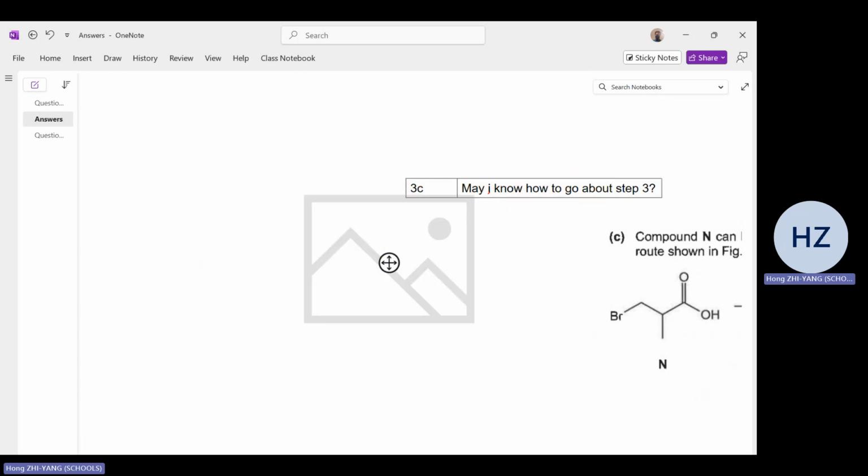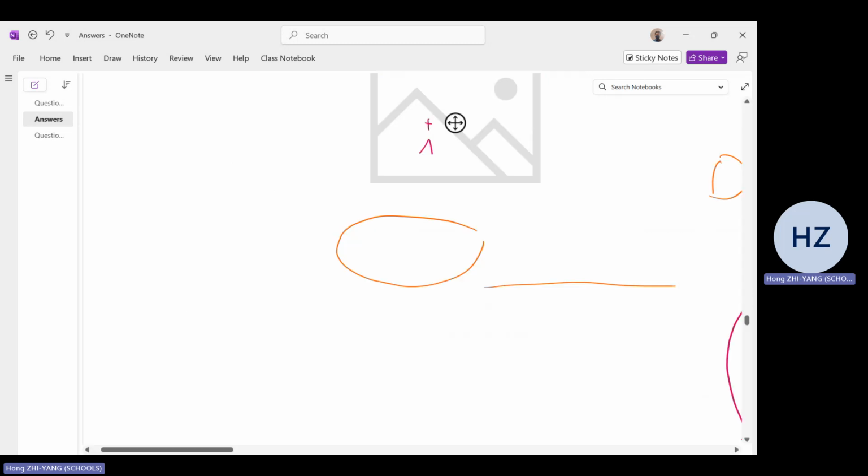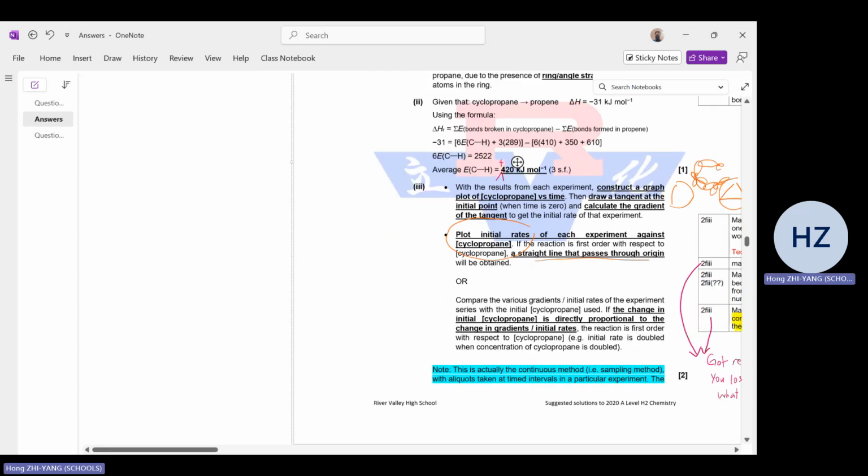Okay, 3C. Everybody, can you look at 3C? Why? I hate OneNote.